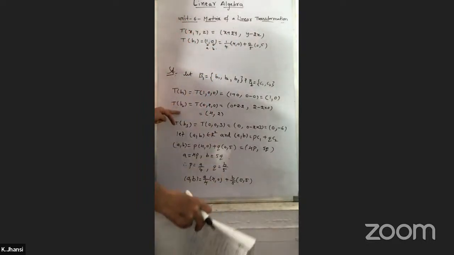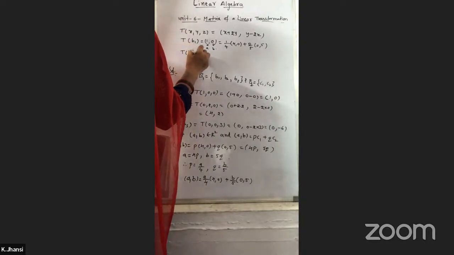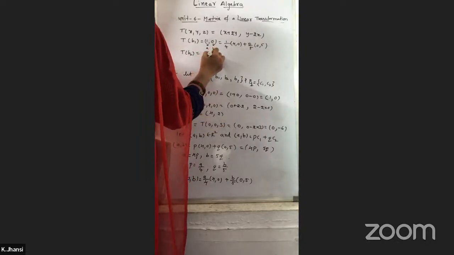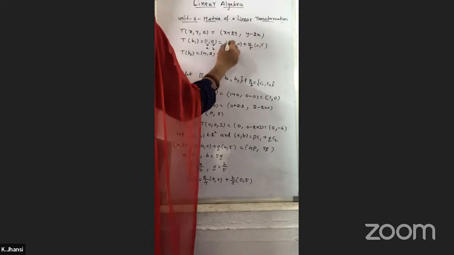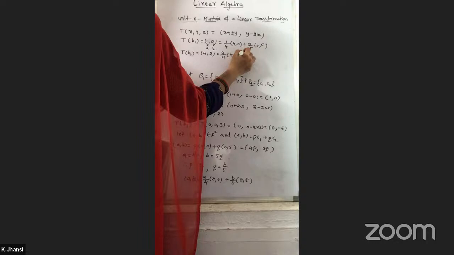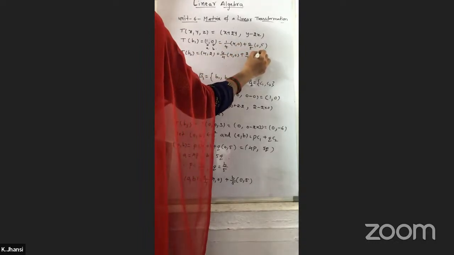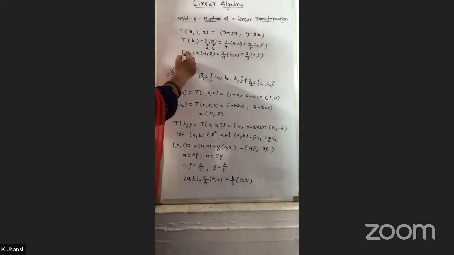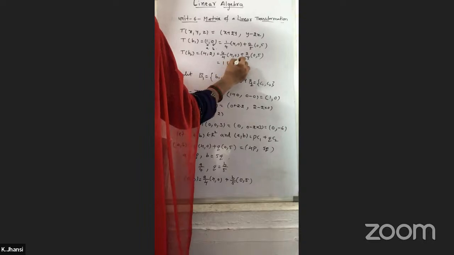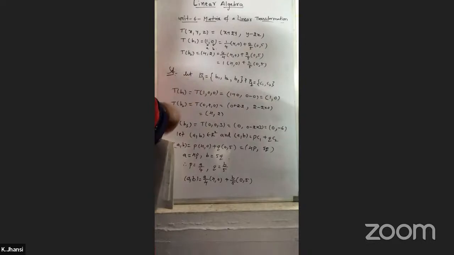Next, second, T of B2. So T of B2 is equal to, what is the T of B2 value? (4, 2). So this is equal to, A value is 4, so 4 by 4 into (4, 0) plus B value is 2, so 2 by 5 into (0, 5). Okay. So here 4, 4 will get cancelled. It is 1 into (4, 0) plus 2 by 5 into (0, 5).